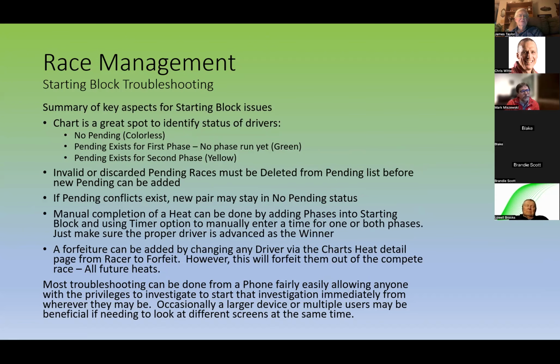Manual completion of a heat can be done by adding phases into the starting blocks and using a timer option. Manually enter a time for one or both phases, just to make sure the proper driver advances. And a forfeiture can be added by changing the driver via the chart heat detail page for the racer to forfeit.